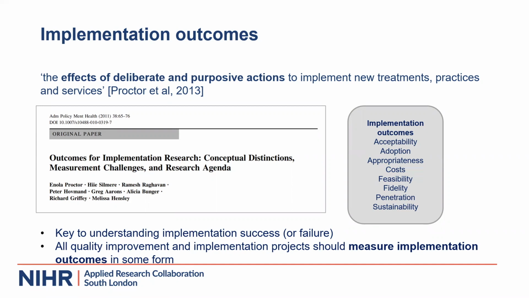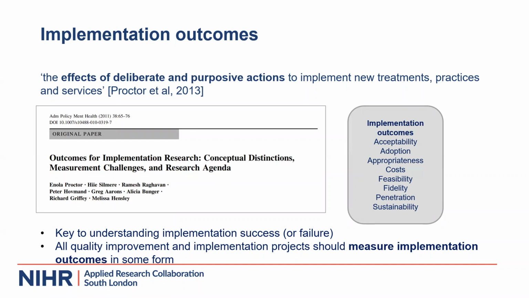Implementation outcomes have been defined as the effects of deliberate and purposive actions to implement new treatments, practices and services. In 2011, Proctor and colleagues proposed an implementation outcome taxonomy containing 8 core implementation outcomes: acceptability, adoption, appropriateness, costs, feasibility, fidelity, penetration, and sustainability. Implementation outcomes can be measured using a variety of methods, including qualitative, such as interviews, and quantitative methods, such as surveys.